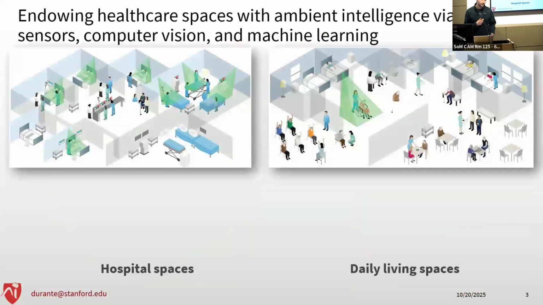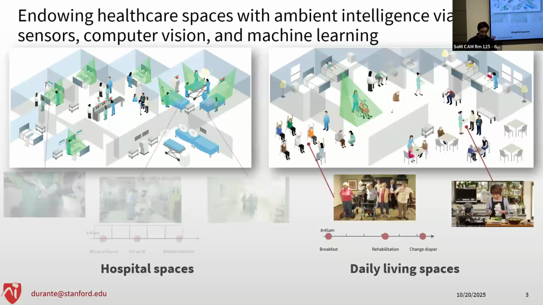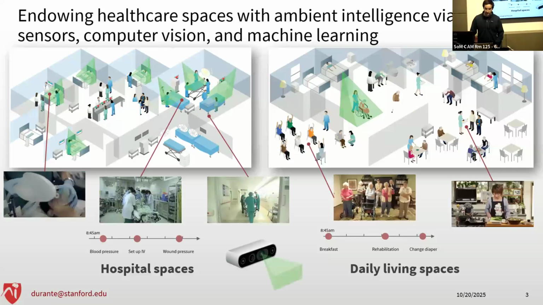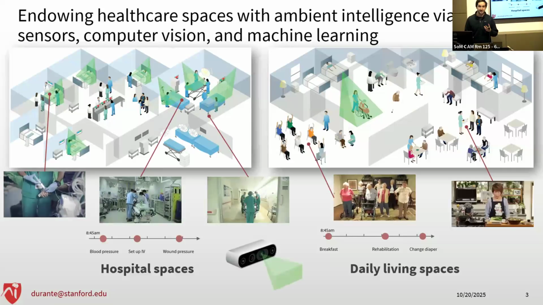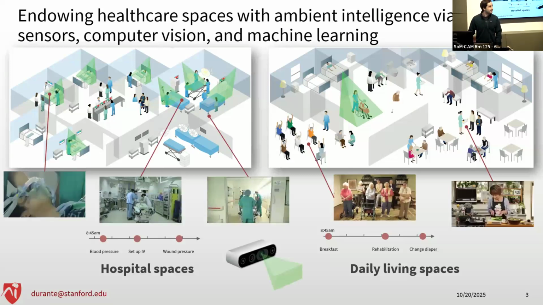All right, our group has mainly worked on two types of physical spaces. We have hospital spaces and daily living spaces. Just to briefly go through, I won't spend too long here, but they're very different kinds of environments with very different activities that happen within them. But we've outfitted both of them with these LiDAR sensors and cameras to detect human behaviors and activities that are happening there.